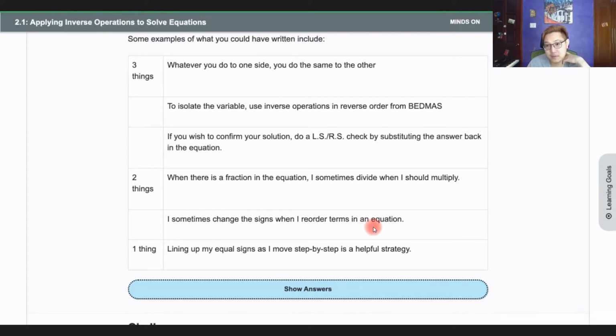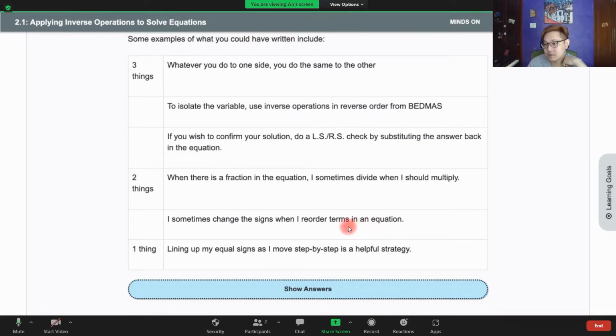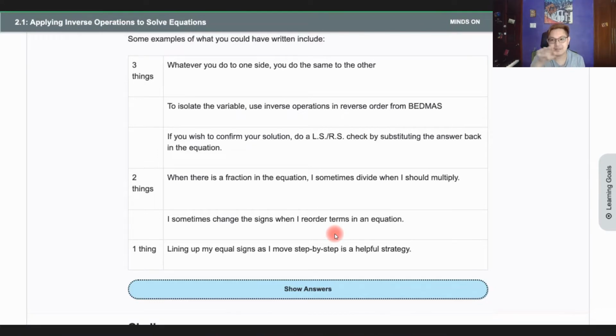But with multiplication and division, when you move from the left to the right, it doesn't change sign at all. So if it's half x equal to something, and you move that half to the other side, it becomes 2/1, but the sign is still the same. It doesn't change. But when it's plus something on the left side and you move it to the right side, it becomes minus. So sometimes I change the sign when I reorder terms in the equation, and sometimes it doesn't. You have to be careful with that as well.